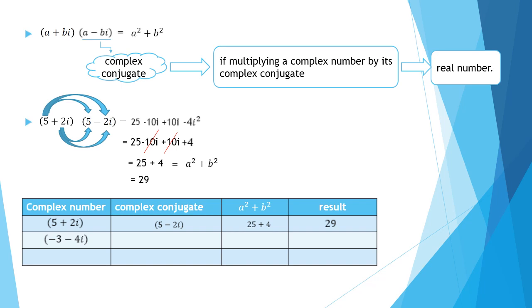Let's have another example. If we have a complex number negative 3 minus 4i and we multiply it by its complex conjugate negative 3 plus 4i, we will get 9 plus 16, which is a squared plus b squared, which is equal to 25. Another example, 6 plus i. If multiplied by its complex conjugate 6 minus i, the result will be a squared plus b squared, which is equal to 36 plus 1, which is equal to 37.